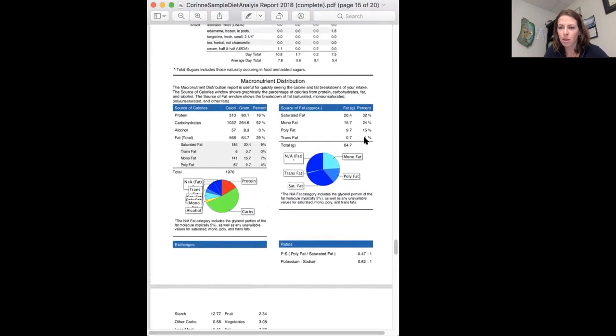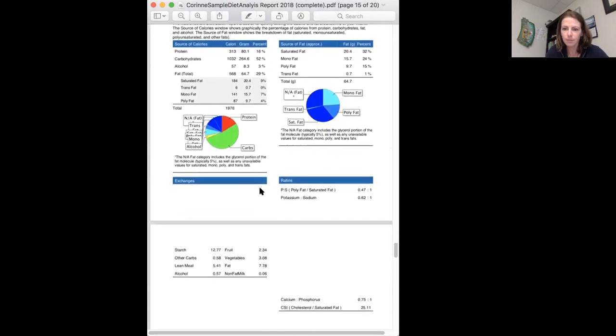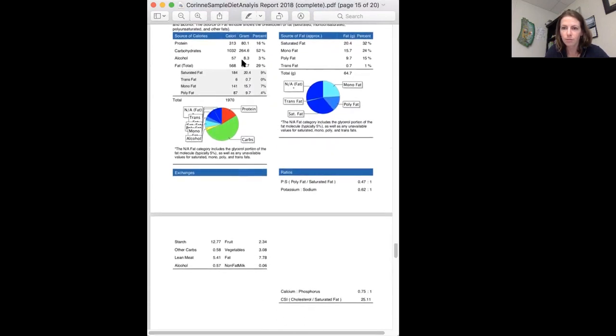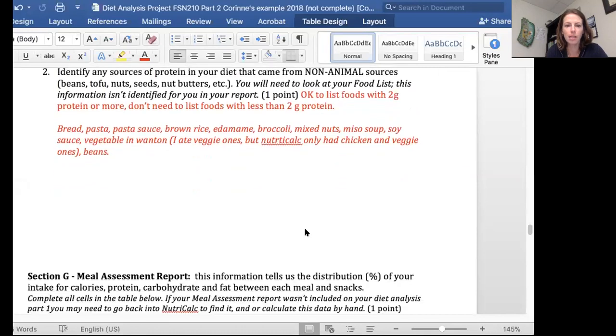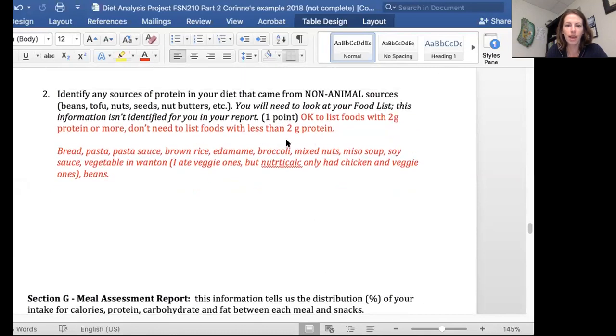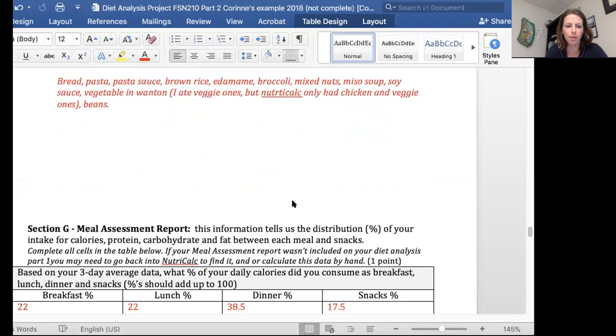And then when you're doing the percent of calories of each type of fat, you're going to look over here. So my saturated fat was 32, my mono was 24, my poly was 15, etc. Okay, next you're going to look through the foods you ate and record which foods have plant sources of proteins. You only have to write them down if they have more than 2 grams. If they have like 0.1 gram, 0.5 grams, don't worry about it. So you can see what I wrote there.